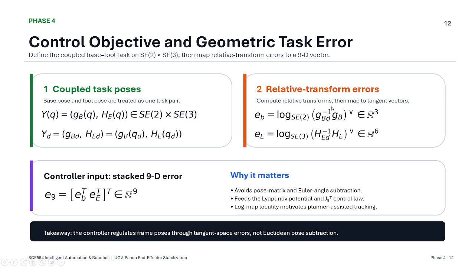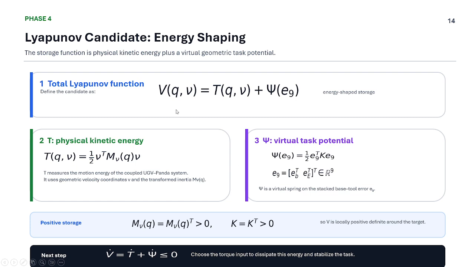So we should convert these matrices to the Euclidean form for the base in R3, and for the arm convert the matrices from the desired to the current one, and get also the six dimensions. So overall, after stacking these, we have 9 degrees for the error. It is now in R9. So okay, now we want to get the controller.